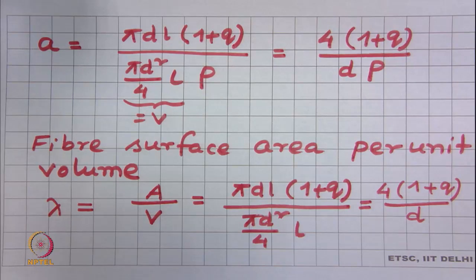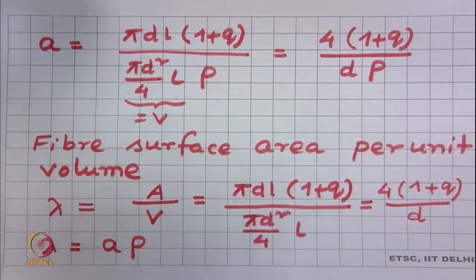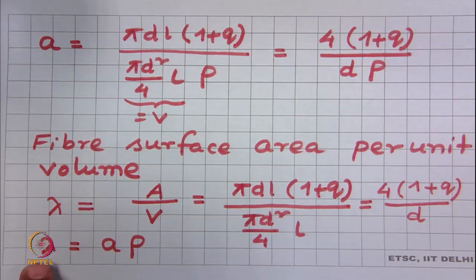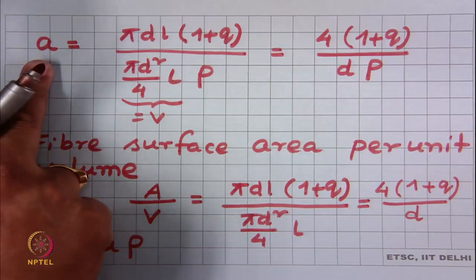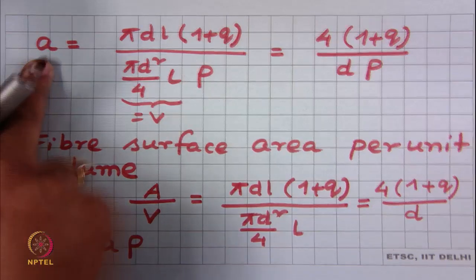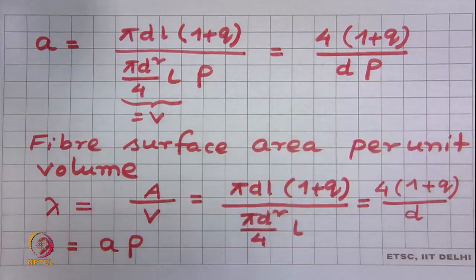Now, lambda is equal to a times rho. What is lambda? Lambda is fiber surface area per unit volume. What is a? A is fiber surface area per unit mass, and rho is fiber density, right?